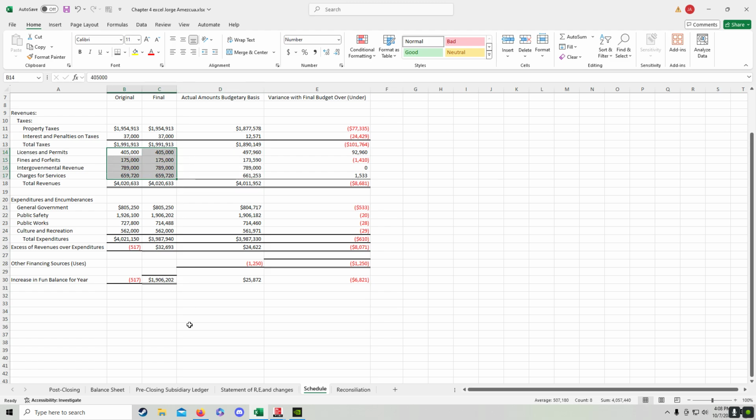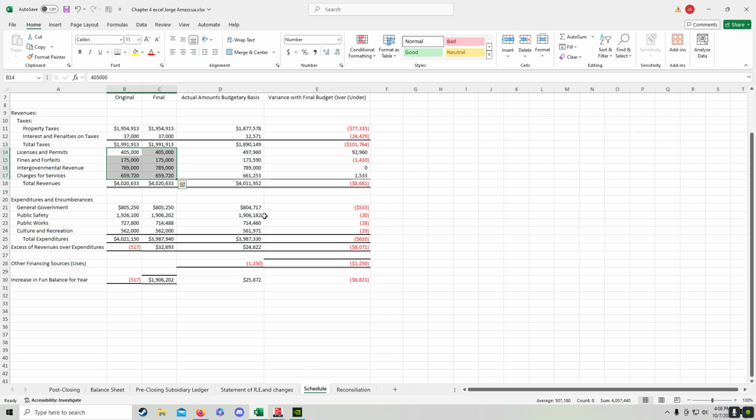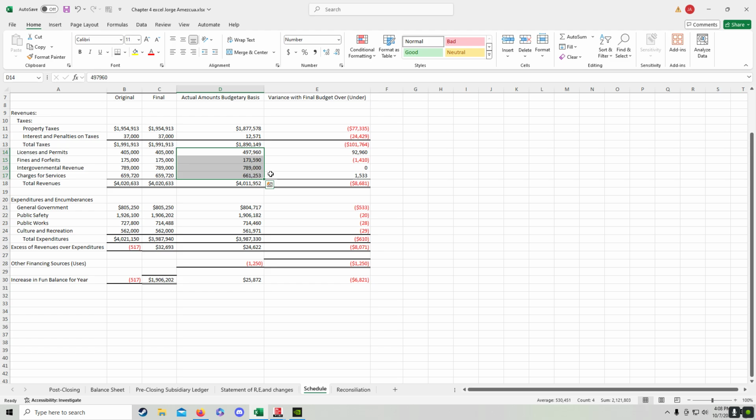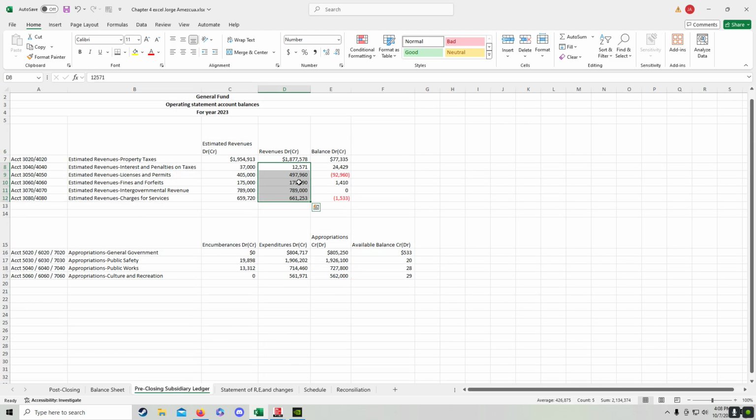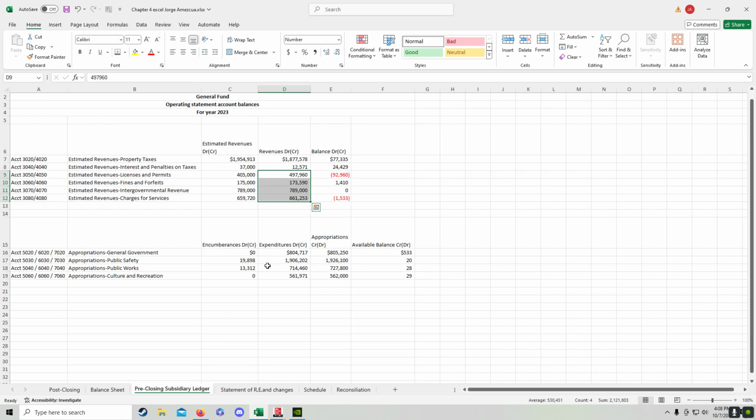These accounts, I got it from these numbers right here. And these numbers, I got it from right here. Pardon me, right here. These expenditure accounts were gotten from right here.